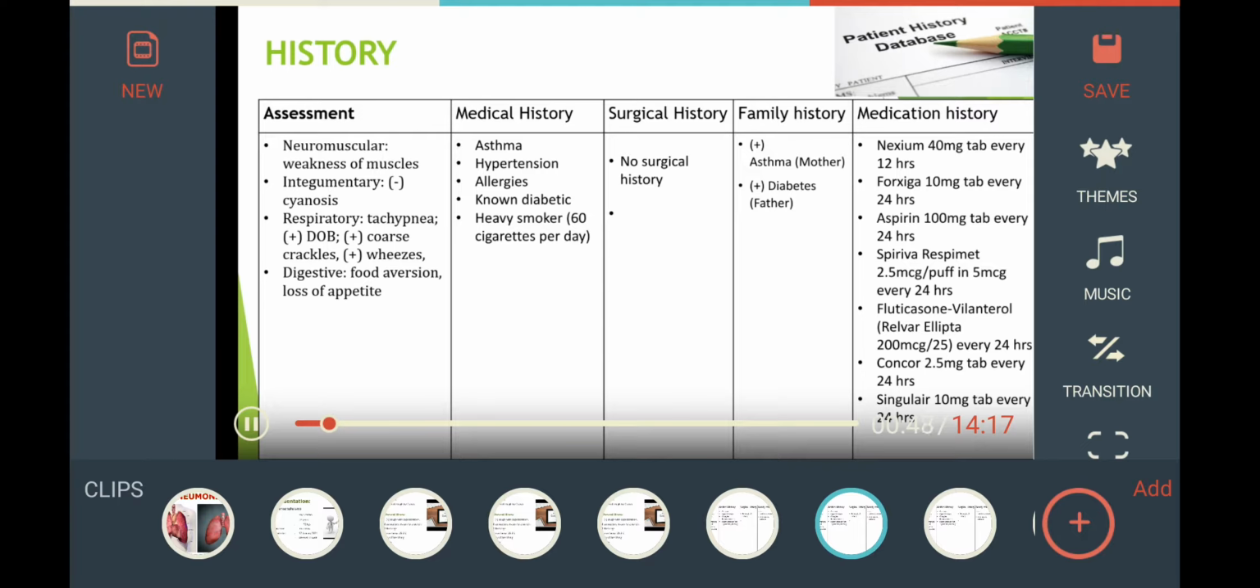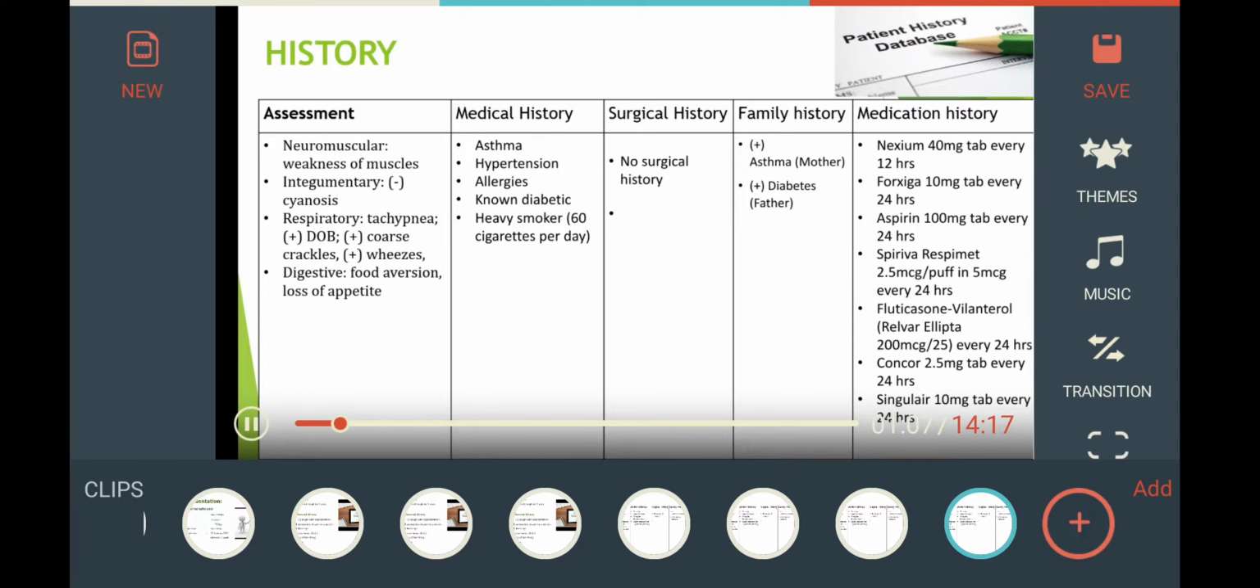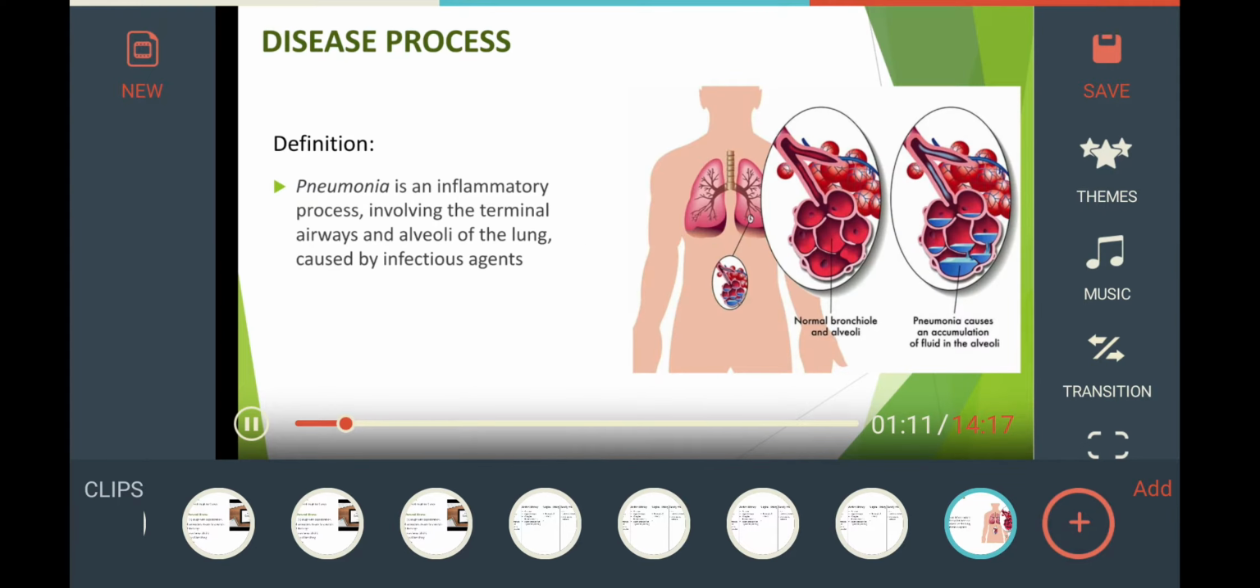Food aversion, loss of appetite. Medical history: asthma, hypertension, diabetes. No surgical history. Family history: asthma from the mother's side, diabetes from the father's side. Medication history: Nexium, Forxiga, aspirin, fluticasone, Spiriva, Concor, Singulair.